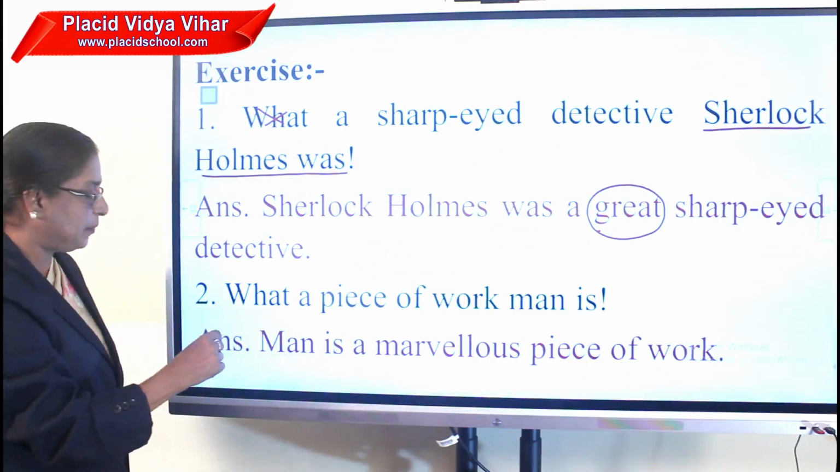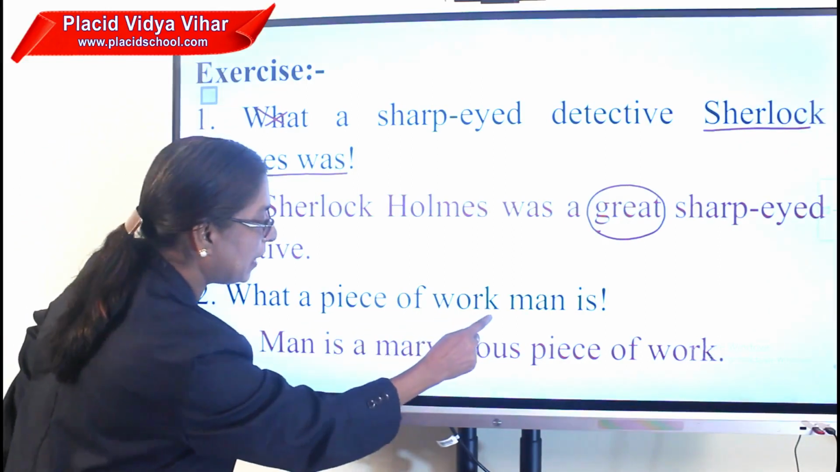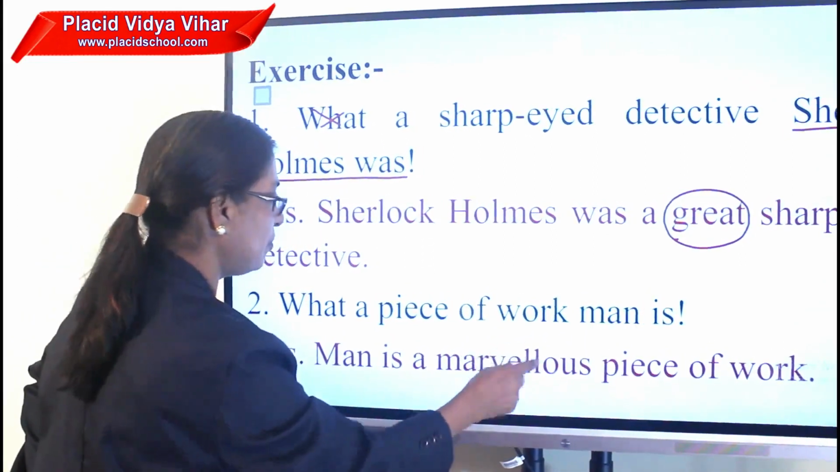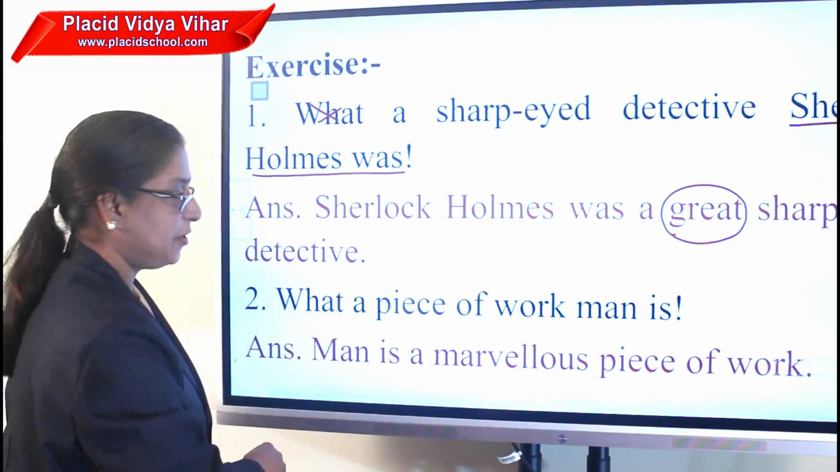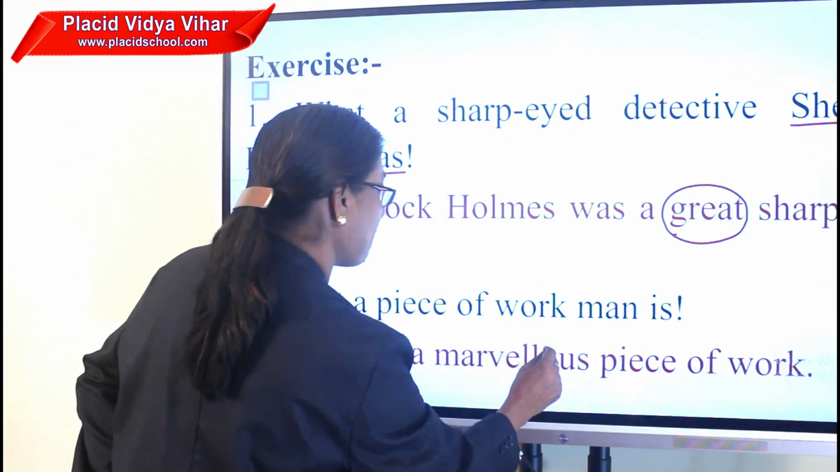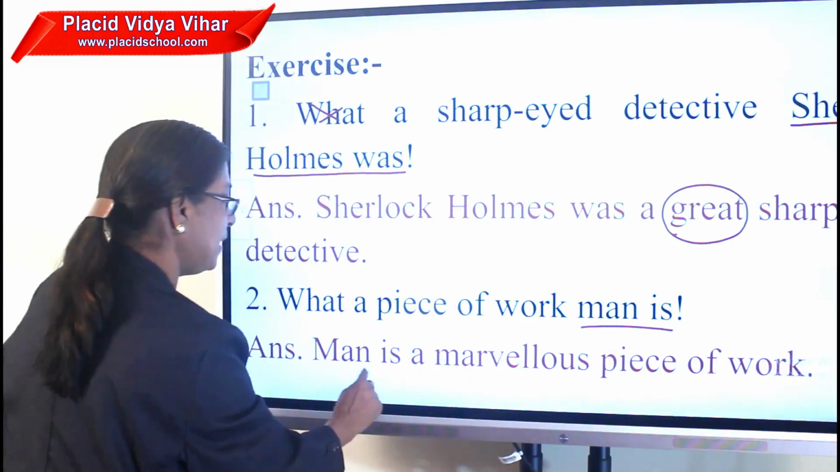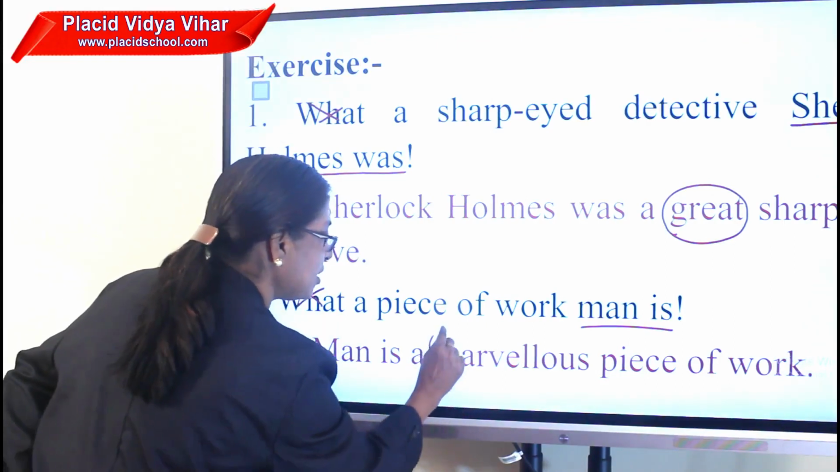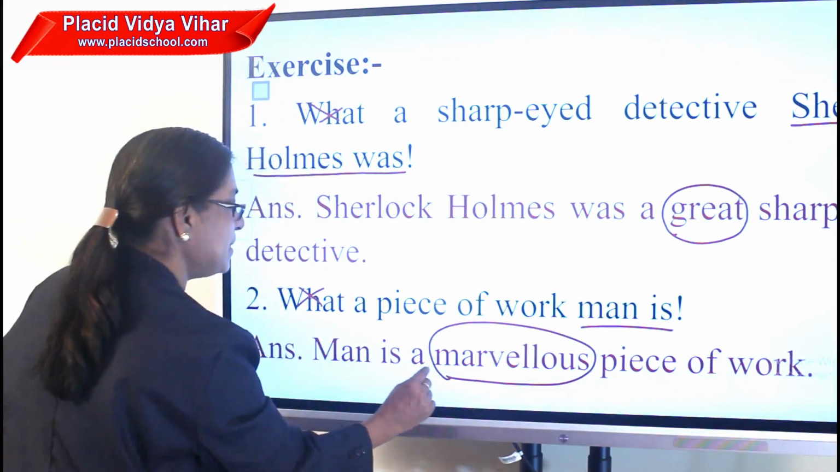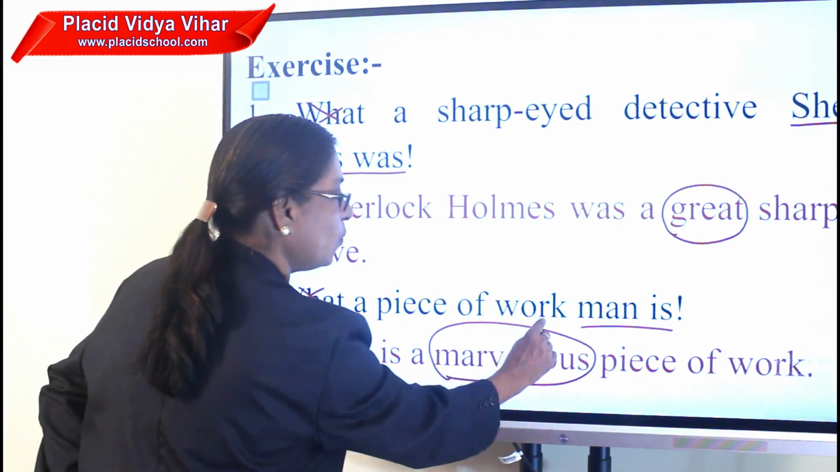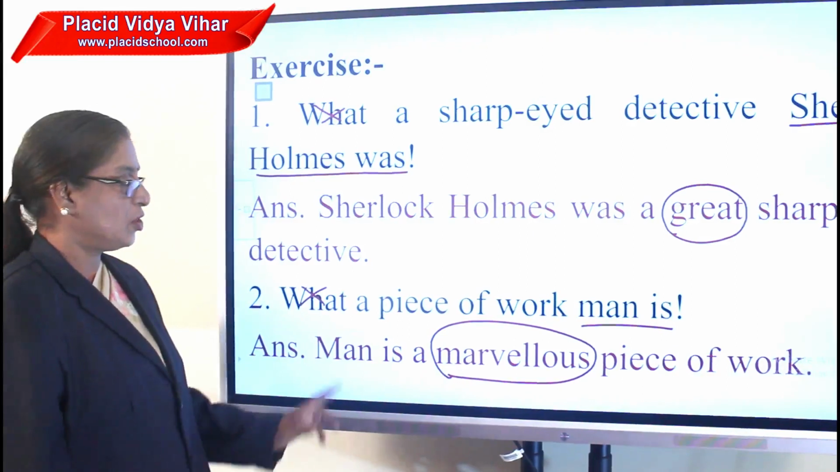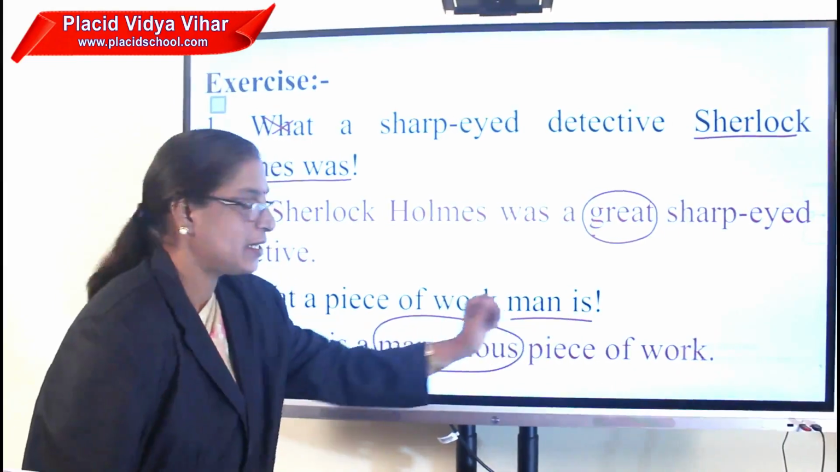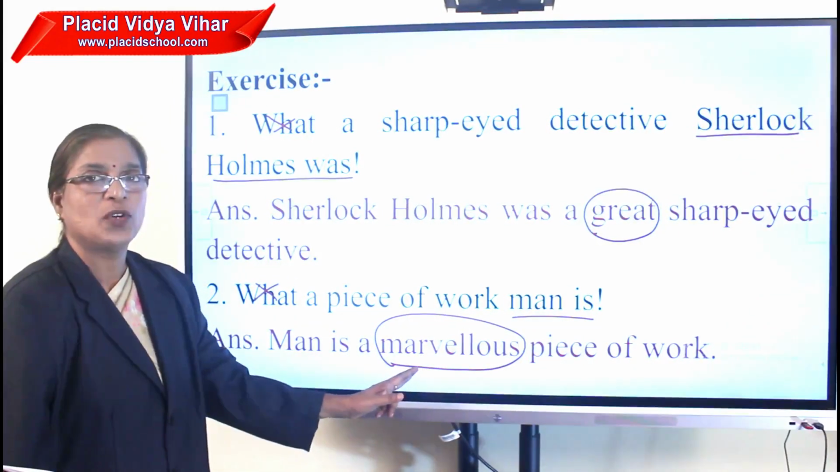We'll see one more example. What a piece of work man is. So you have to change this into assertive. So begin with man. Man is, cancel this what. Man is, you have to add an adjective, marvelous. Man is a marvelous piece of work. Hope you got an idea. So what we are doing, we are cancelling this what. We begin from the last part of the sentence and you have to insert an adjective. Hope you got an idea.